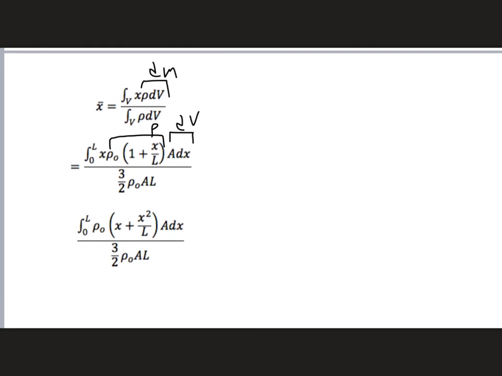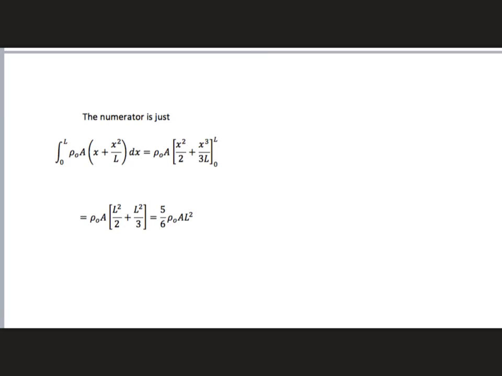The rho naught and the A are constants, they can come out. But really what I'm left with is an integral of x plus x squared over L dx from 0 to L. And when you do that, the integral of x is x squared over 2, and the integral of x squared is x cubed over 3. Plugging those in, I end up with this, and again our limits are from 0 to L. This is just the numerator, by the way. And when we plug and chug and simplify, we get that the numerator of that expression is 5/6 rho naught A times L squared.